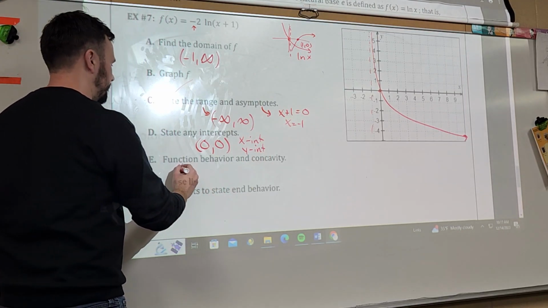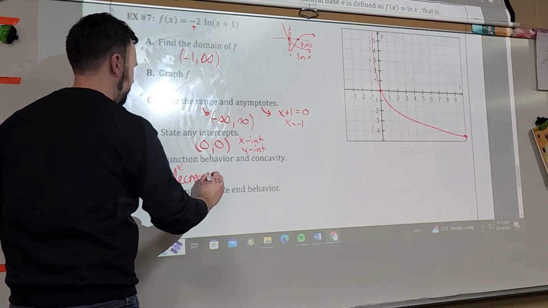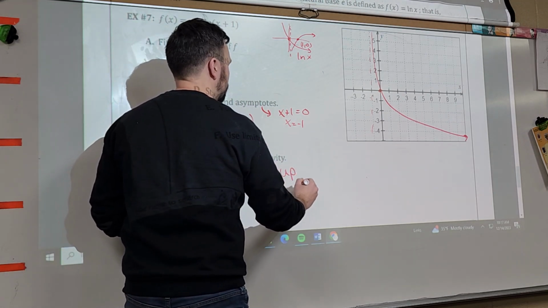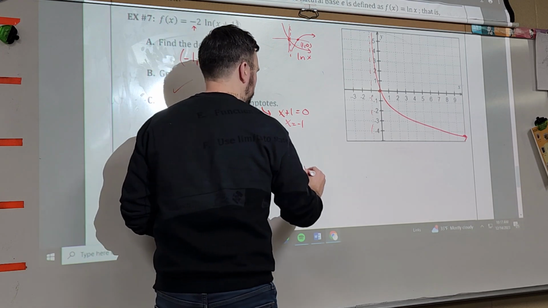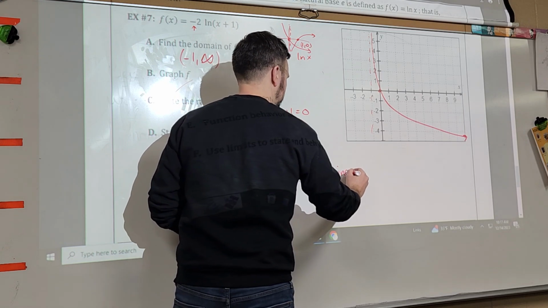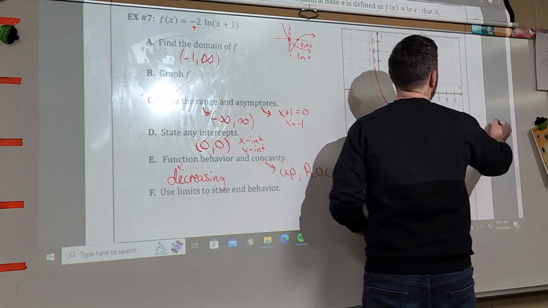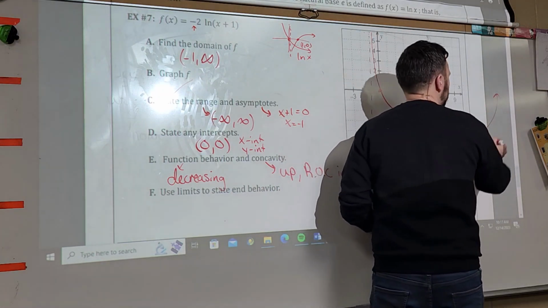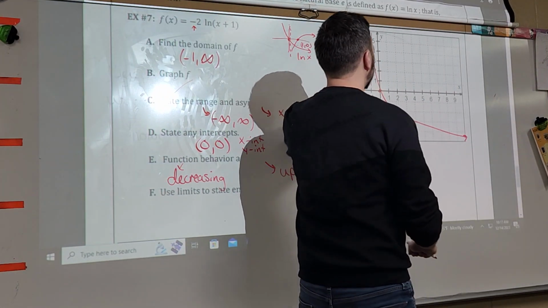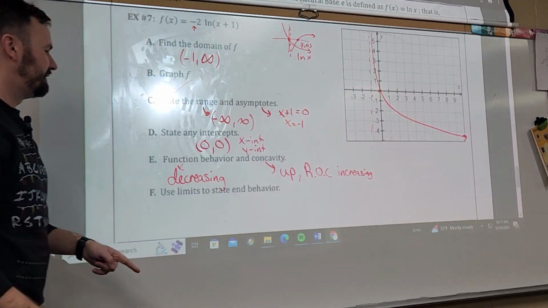Is it increasing or decreasing? This one is decreasing because it's going down. And then what's the concavity of this one? Up. So if it's going up, what's happening to my rate of change? It goes up. It's increasing. Concave up means my slope is going up, right? Even though this has a negative slope, it's getting less negative as I go.